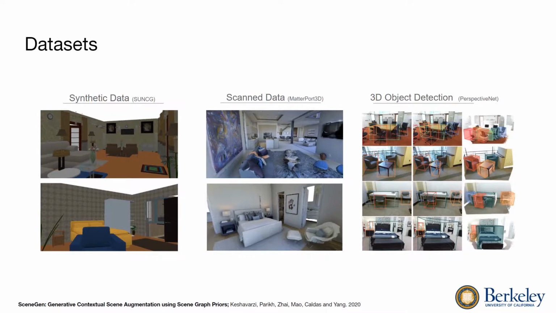Okay, so the question comes in, what data sets do people use for this? I'll try to define these as three types. One, we have synthetic data. There's a data set, actually, it's kind of in a dispute situation right now, but it's called SunCG. There are around 45,000 human-generated scenes extracted from a website called Planner 5D.